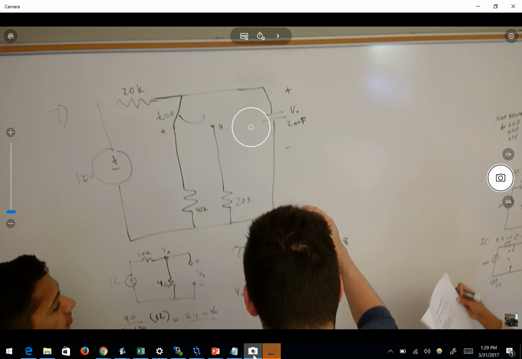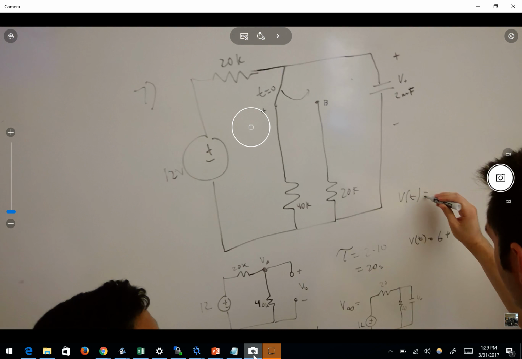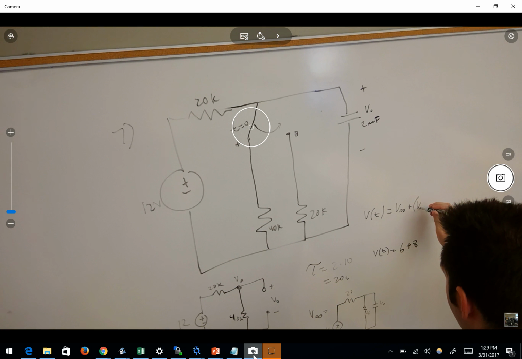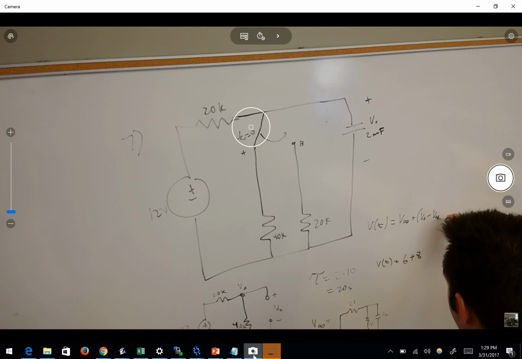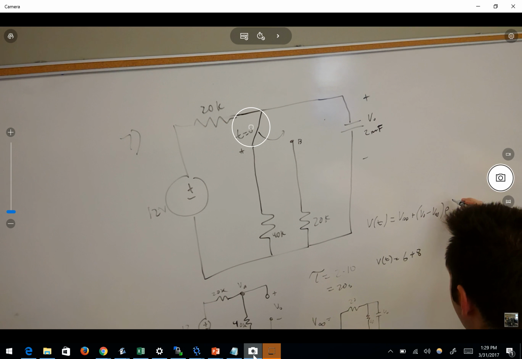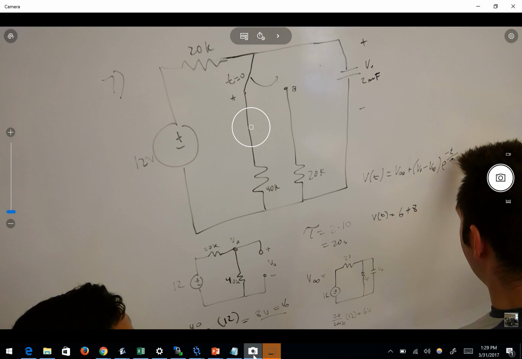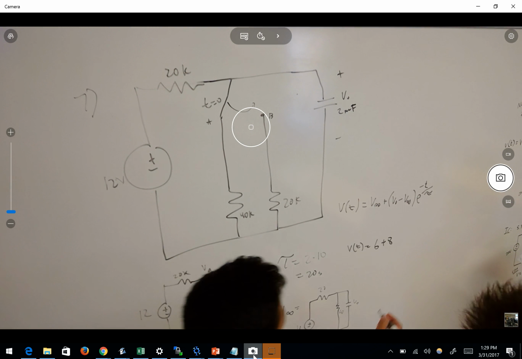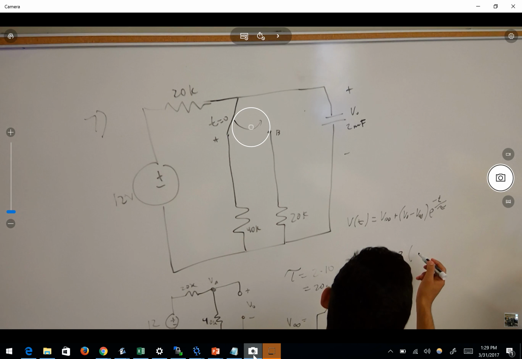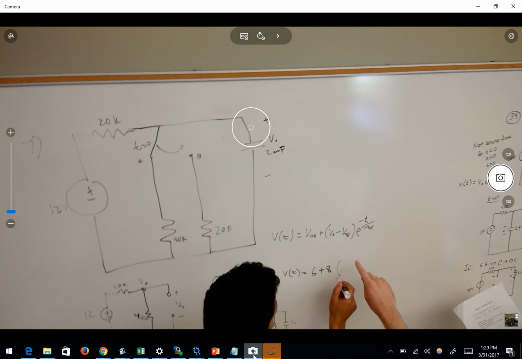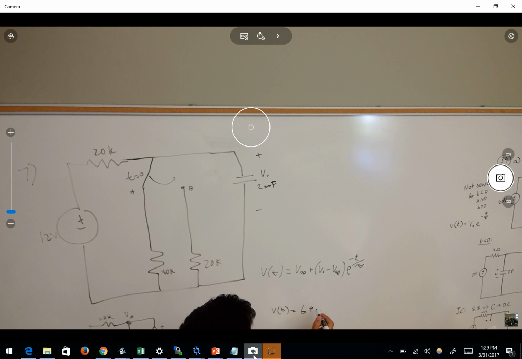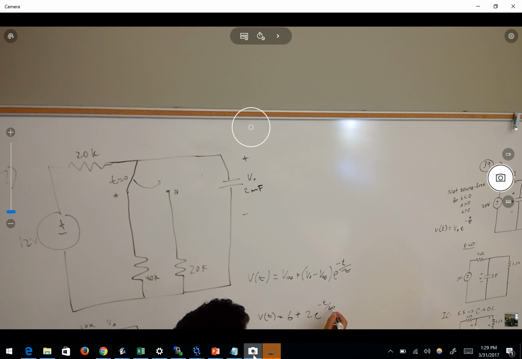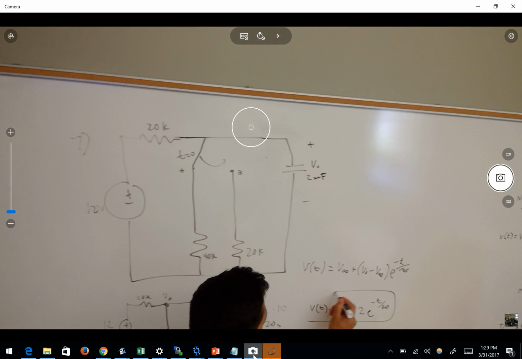The formula is V of T is going to be equal to V infinity plus parentheses VO minus V infinity, E to the minus T over tau. And your VO is 8 and your V infinity is 6. So it should be 2. E to the minus T over 20, which is the answer. Nice.